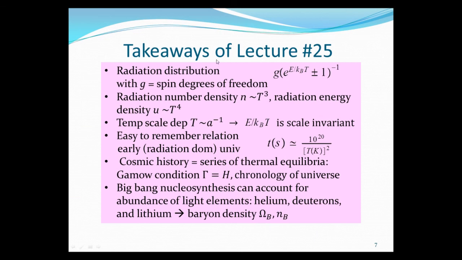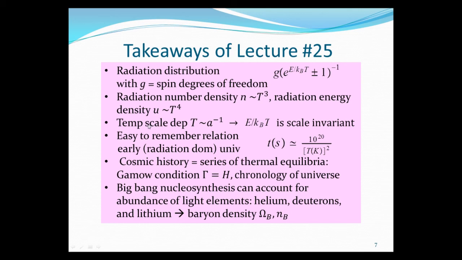Okay, we'll talk about the lessons we learned in lecture 25. We said the radiation distribution is the standard one we learn in statistical physics: g, the spin degrees of freedom, divided by a factor e to the E over kT, plus 1 for fermions, minus 1 for bosons, like the photon. And the radiation number density, if you integrate that, you get proportional to temperature cubed. In the same way, if you sum up the total radiation energy, the energy density is proportional to the fourth power of temperature. That's the famous Stefan-Boltzmann law.